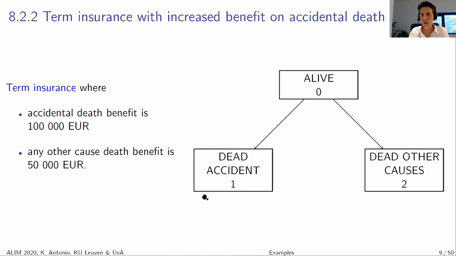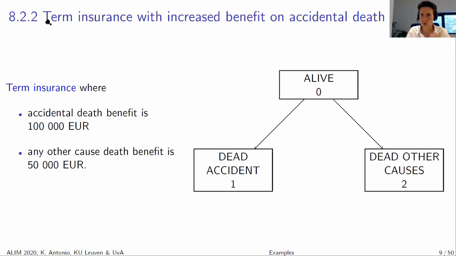Good. So let's do some more examples. As you will see from the numbering of my sections, that corresponds to what the book is doing, or at least it should. You'll see here that I'm very closely following the book by Dickson et al. So what we do here is we look at a term insurance with an increased benefit on accidental death. You have to see this as an insurance product that pays a certain benefit to your relatives in case you, the policyholder, die within a certain time period.